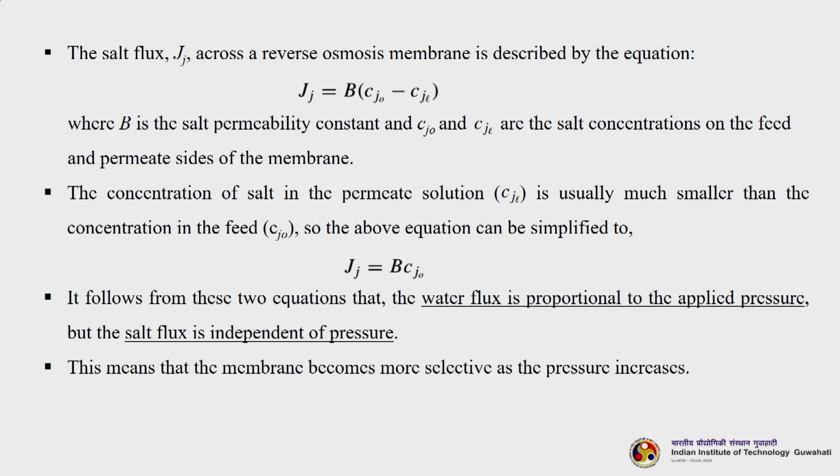So, where B is the salt permeability constant and Cj0 and Cjl are the salt concentrations in the feed and permeate sides of the membrane. Now, the concentration of salt in the permeate solution is usually much smaller than the concentration on the feed side. So, many times we can neglect this term. Hence our equation becomes Jj equals B into Cj0.